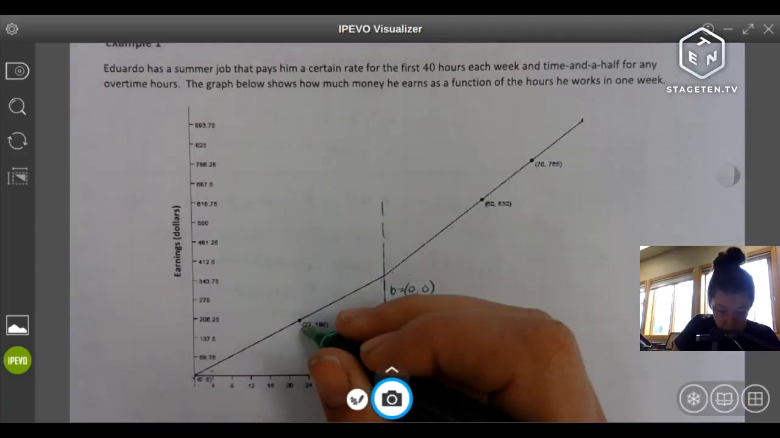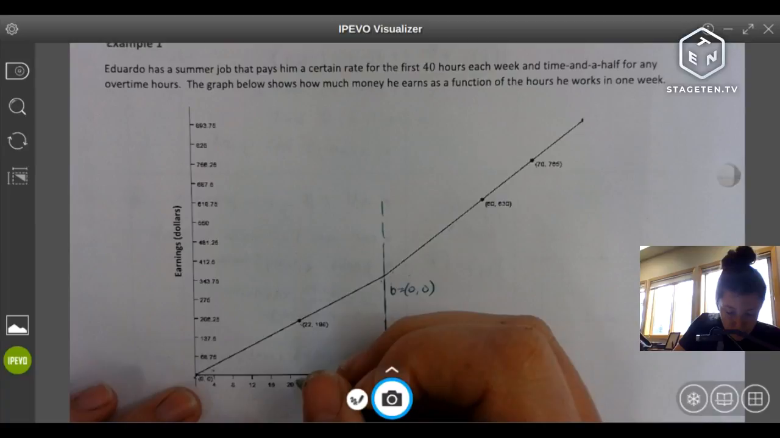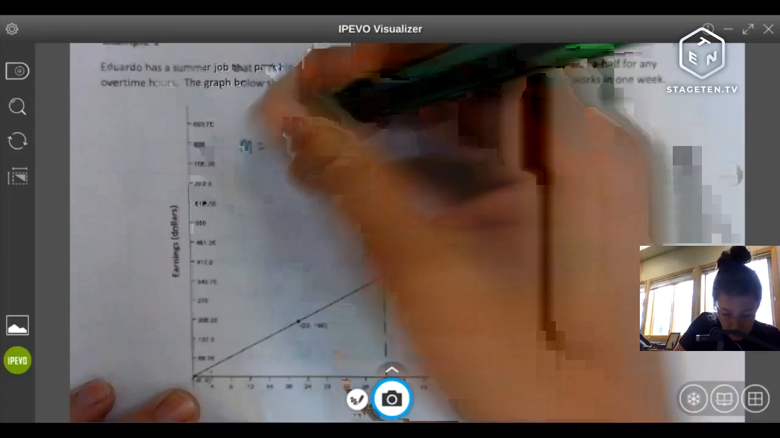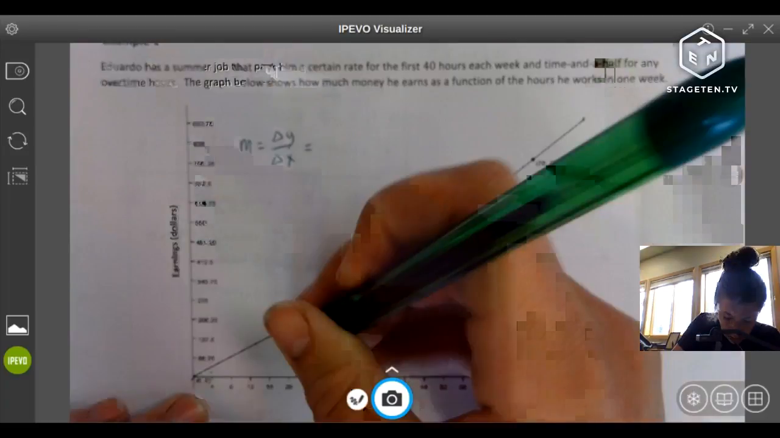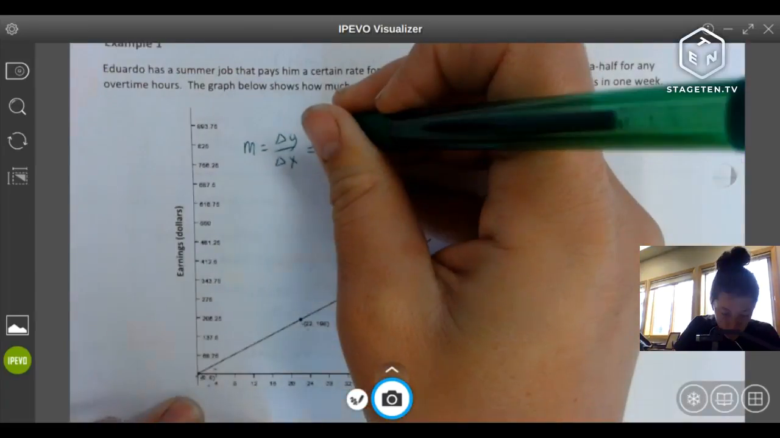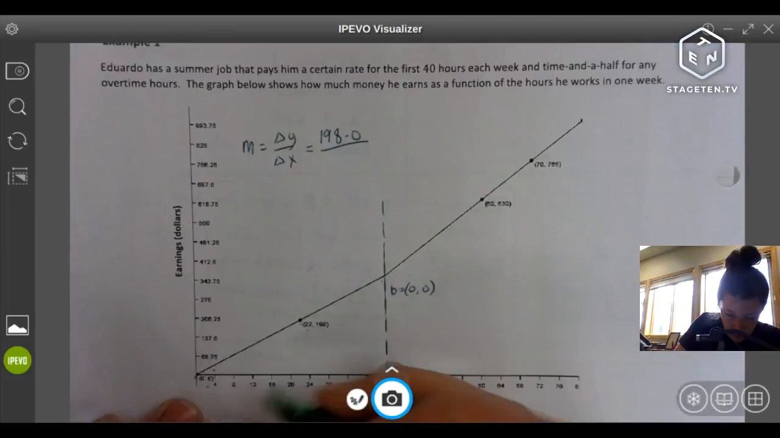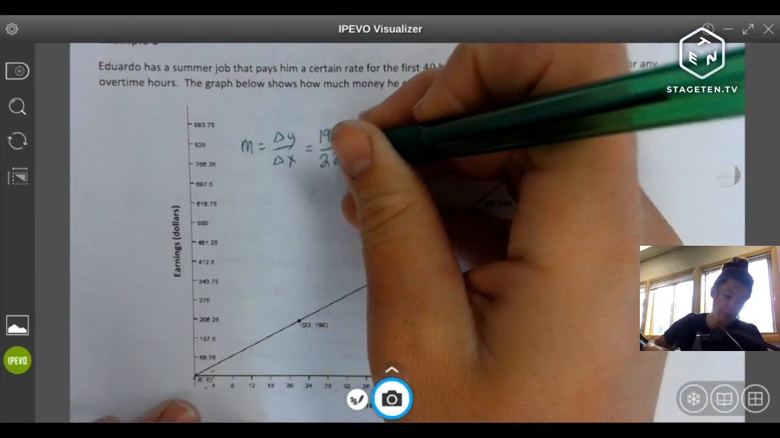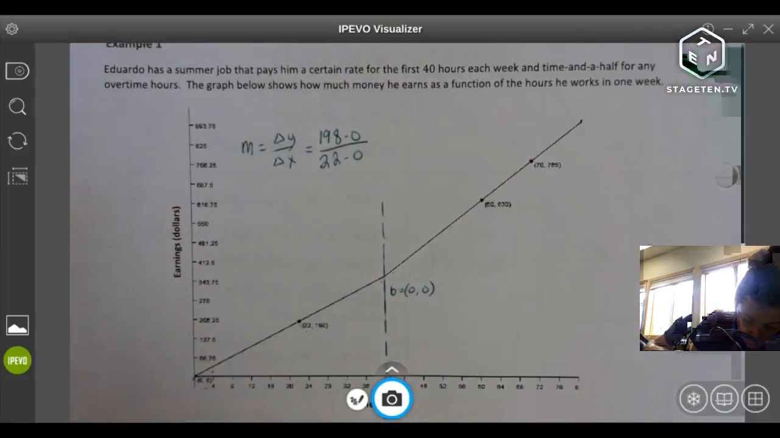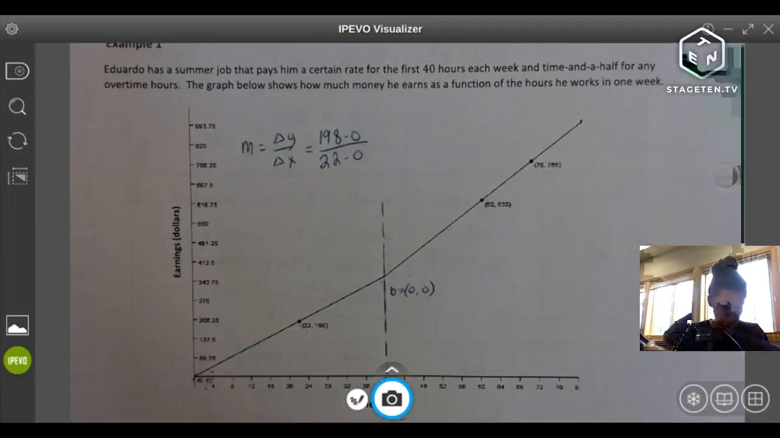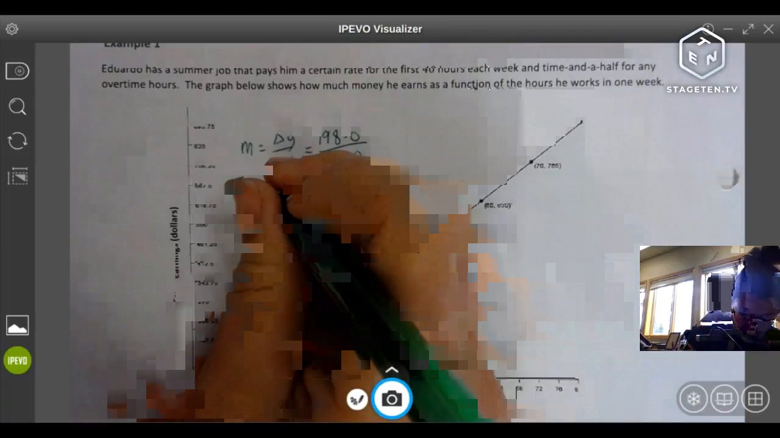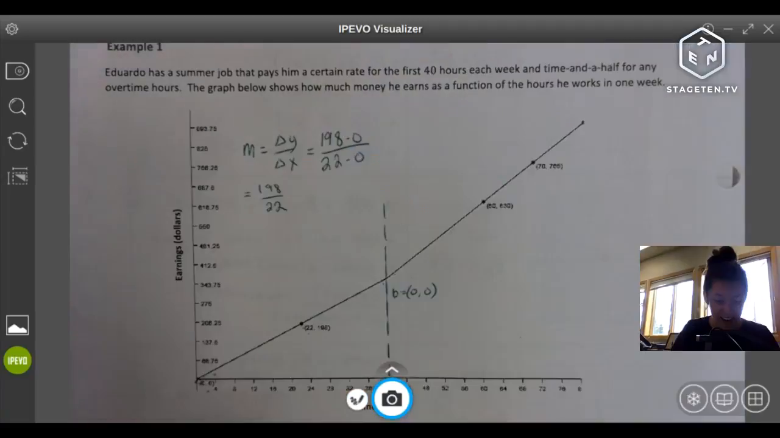So let's see, how does it change? It might be a little different based off what you see. I like over here because it gives us this point. That's probably going to be the easiest place to find the slope, right? So let's go ahead and find the slope. m is equal to the change in y over the change in x. Our first y is this, and our second is this. So change in y, 198 minus 0, over change in x, 22 minus 0. And that can be reduced. We have 198 over 22.